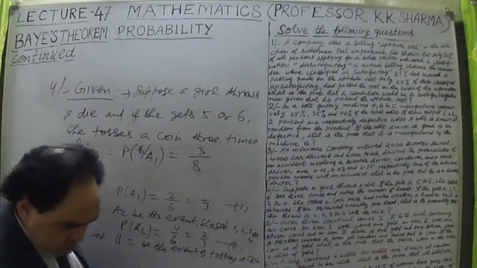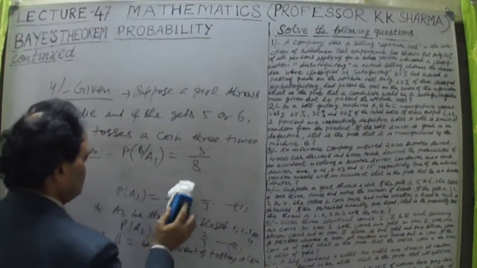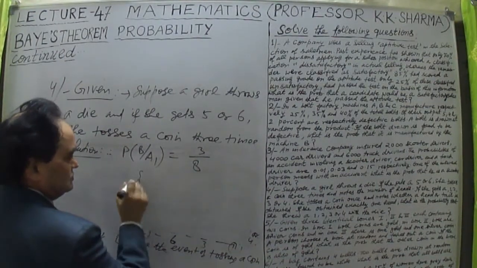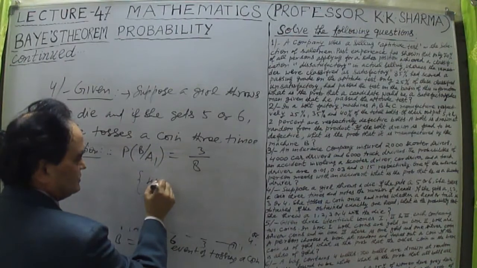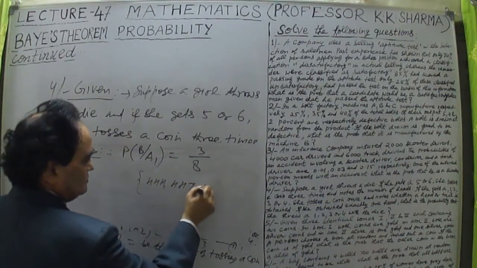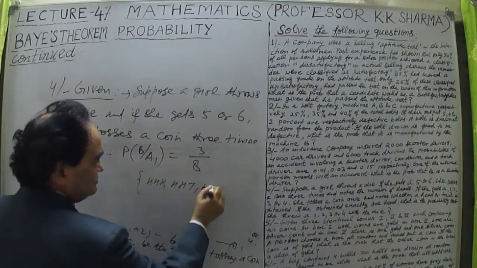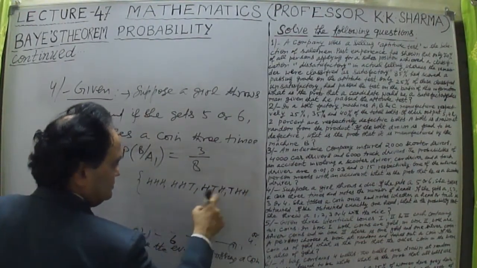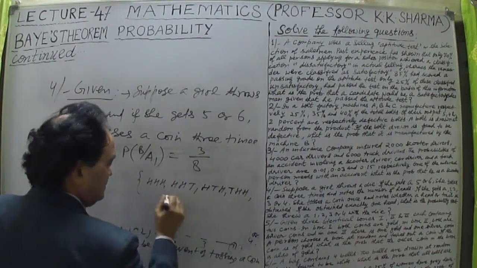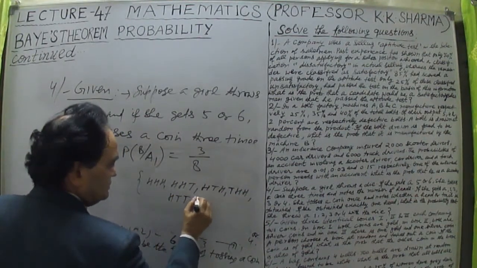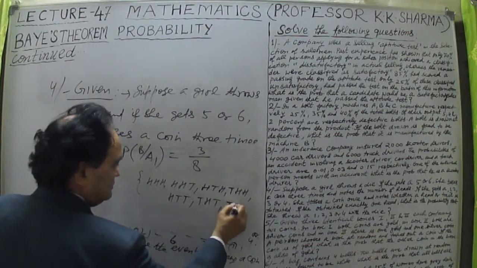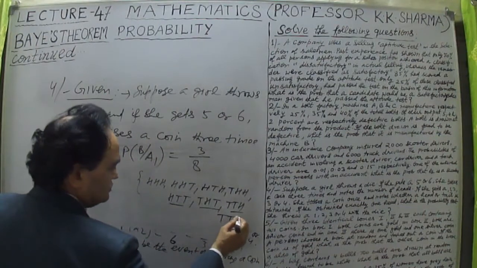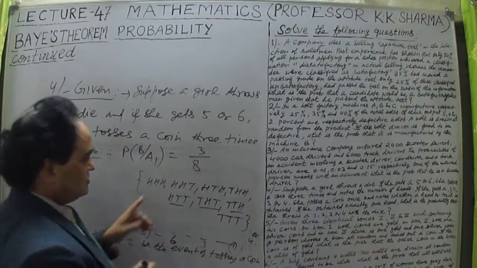What are those cases? Let me take them here. Try to understand. A coin is tossed. The total sample space will be H, H, H; H, H, T; H, T, H; T, H, H. There are 3 double-head events, and one-head events are H, T, T; T, H, T; and T, T, H. These are 3 single-head events, and finally there is 1 triple tail. There are a total of 8 outcomes.